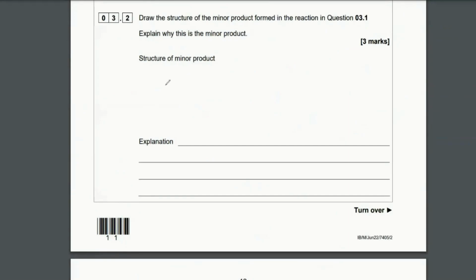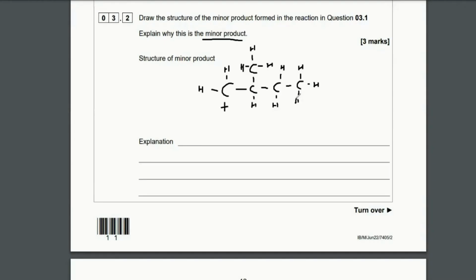Again, like always, you might want to pause the video and have a go. So draw the structure of the minor product formed in the reaction in question 3.1. Explain why this is the minor product. So to draw the minor product, I need to draw my carbocation B, which you can rewind back a little bit if you want to have a look at it. And this is the minor carbocation that's least likely to form. So this was the one where it didn't have many alkyl groups. And so I put the positive charge on the first carbon.